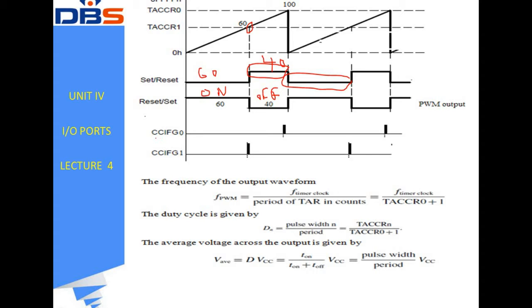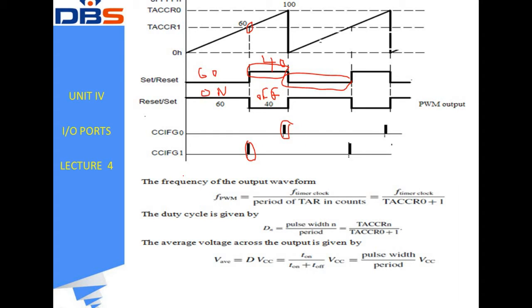See here, what type of interrupt flags? Counter compare interrupt flags, CCIFG0 and CCIFG1. Whenever it is going to reset the value, here it is in on position, which means an interrupt will occur. That means after coming to a value of 100, it is resetting again here, and after changing its position, it is resetting here.